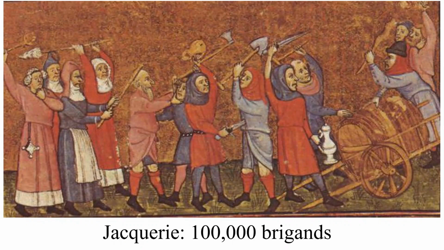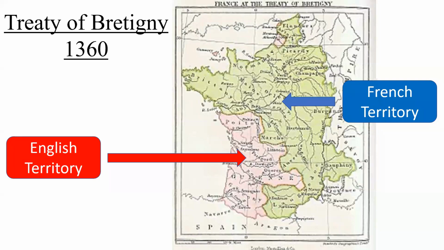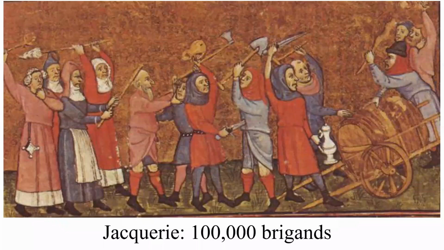In the 1360s, there was much social unrest in France. And there was a lot of looting by brigands known as the Jacquerie, which is there. And it wasn't just in France, because in England at this time you had Wat Tyler's rebellion.